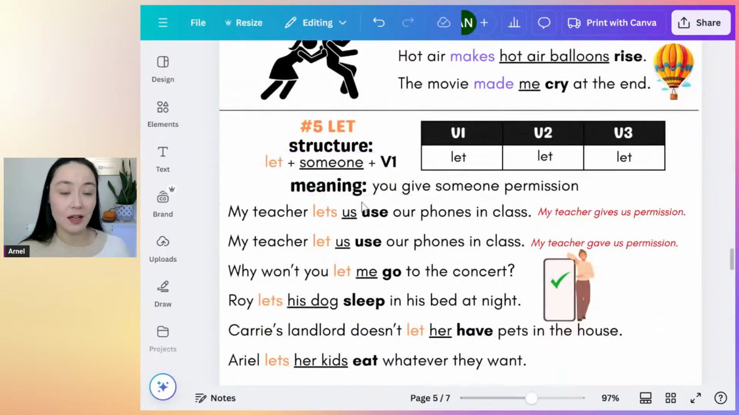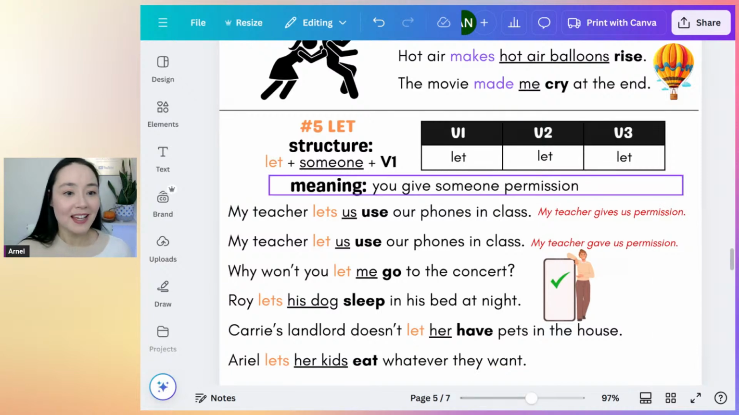Let someone plus verb 1. You can see it's the same as make. Make someone verb 1. Let someone verb 1. And I want to remind you of the let verb forms because it's irregular. Let. All three forms are the same, and this can be confusing from time to time.